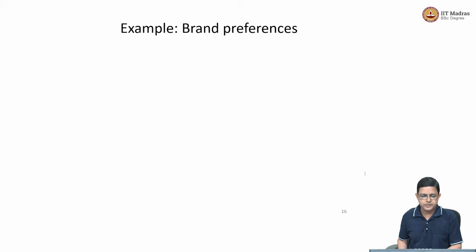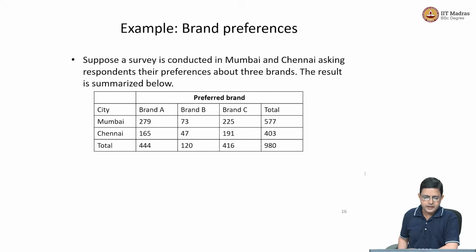So, let us take an example. Let us take this example of brand preferences. Let us say that there are three brands, brand A, brand B and brand C, and let us say that there are different preferences amongst the brand A, brand B and brand C in different cities. And this data, let us say, is collected from a survey that was conducted in two cities, Mumbai and Chennai, when we asked them what brand do you prefer.